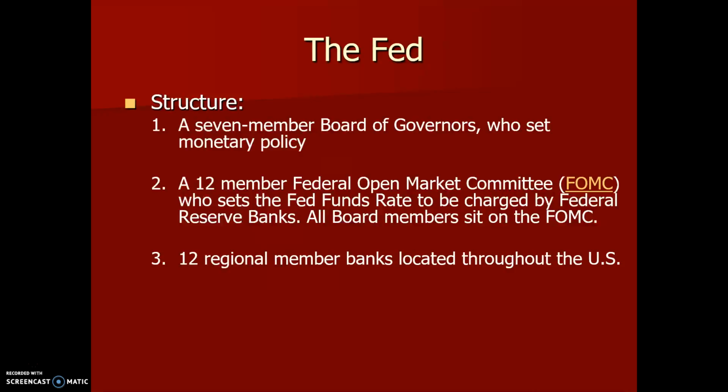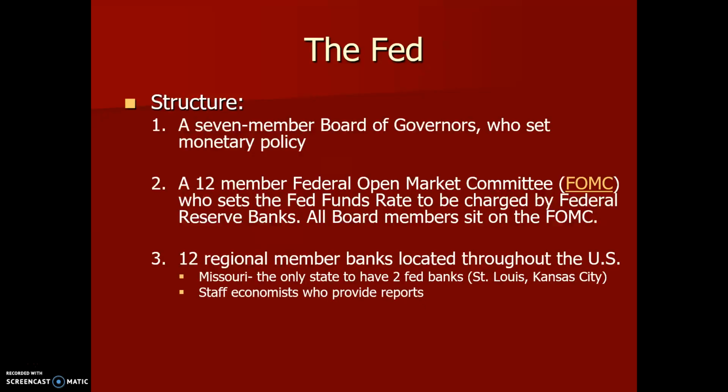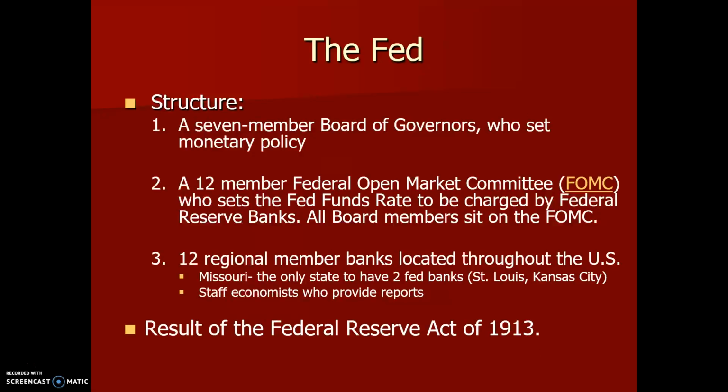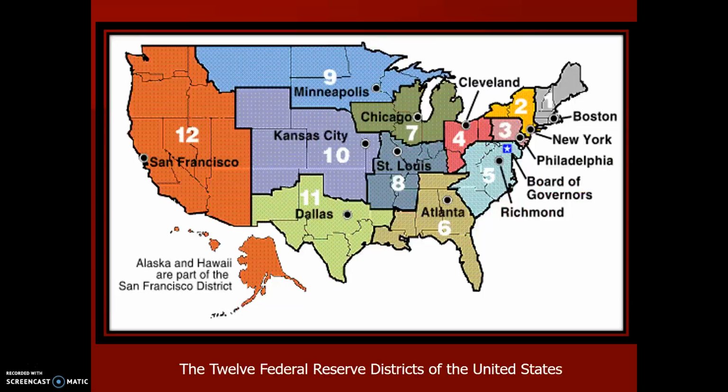12 regional member banks are located throughout the United States, and they report to the 7-member Board of Governors. Missouri is the only state that has 2 Federal Reserve banks, one in St. Louis and one in Kansas City. The Federal Reserve banks are staffed with economists who provide reports on our regional areas to discuss topics like unemployment rates, income changes, and job opportunities. The Federal Reserve is a result of the Federal Reserve Act in 1913. So on the map you can see where the 12 regional offices are for the Federal Reserve banks.